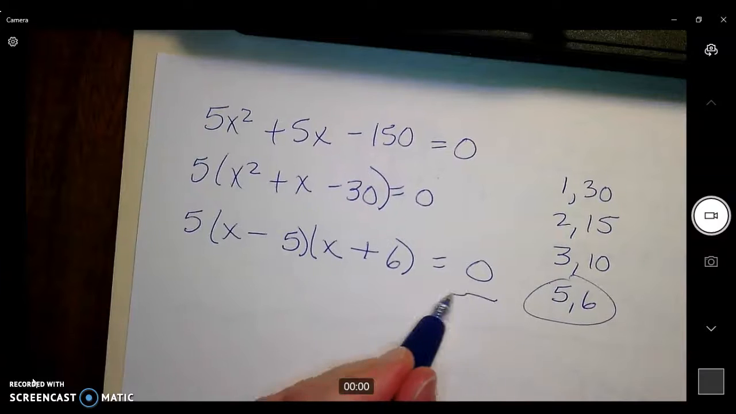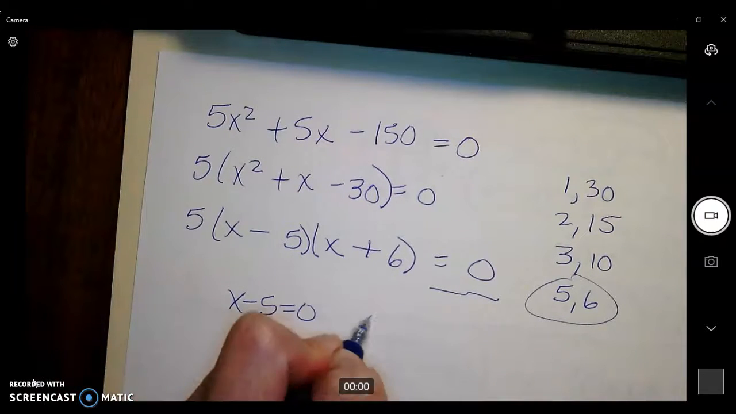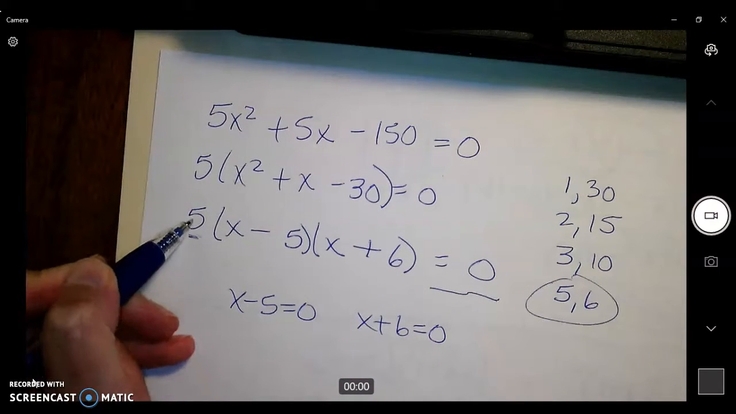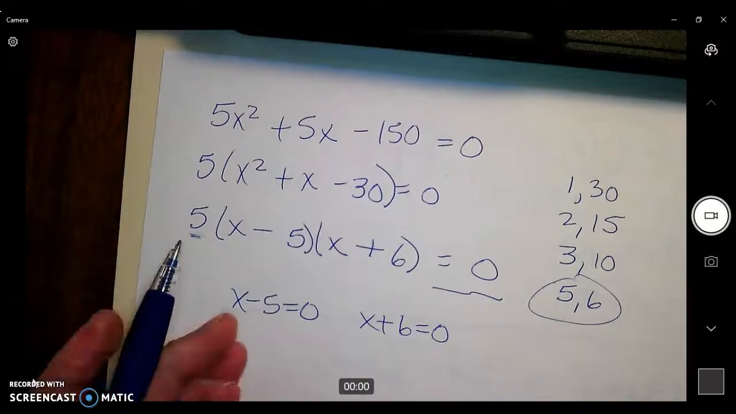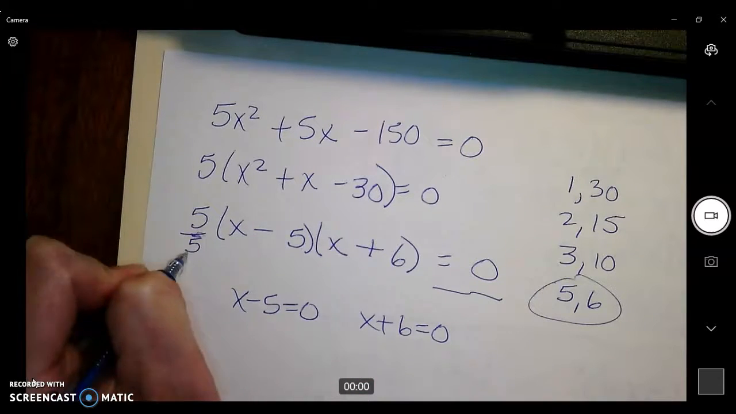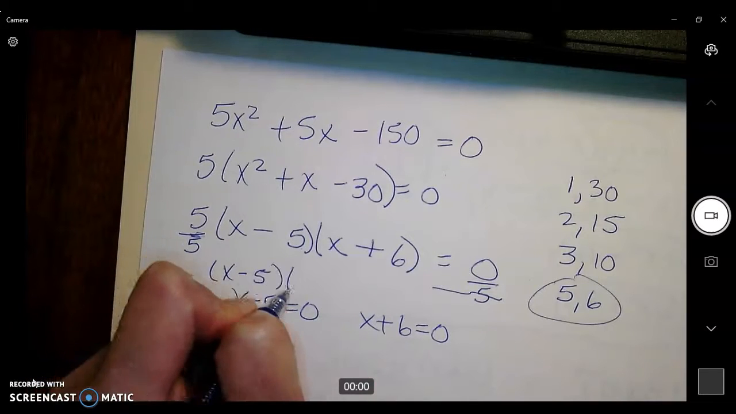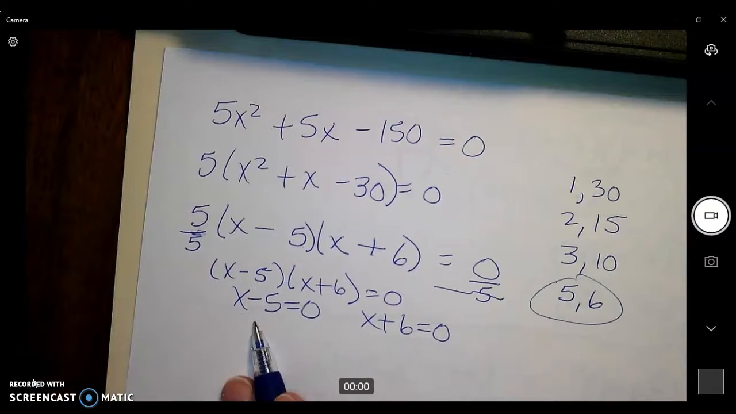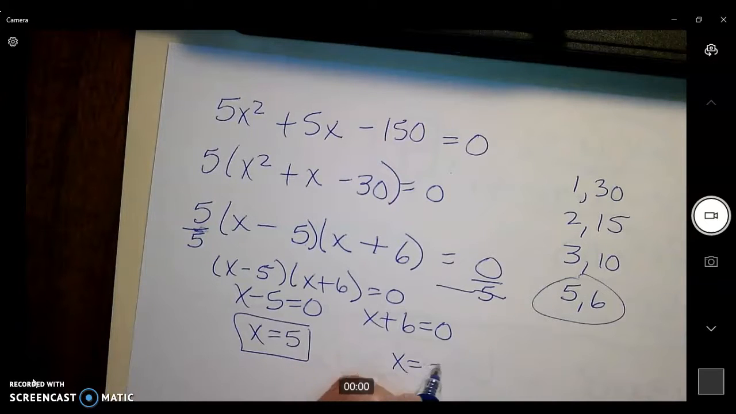Because I have this equals 0 situation, I'm going to set each part equal to 0. The 5 here doesn't have a variable on it, so really you could divide by 5 and move it over, and then it'll just be (x minus 5) times (x plus 6) equals 0. Set each part equal to 0. So x equals 5 and x equals negative 6.